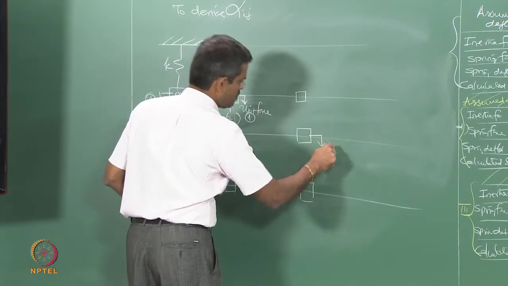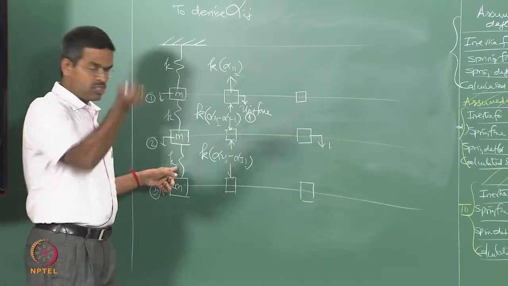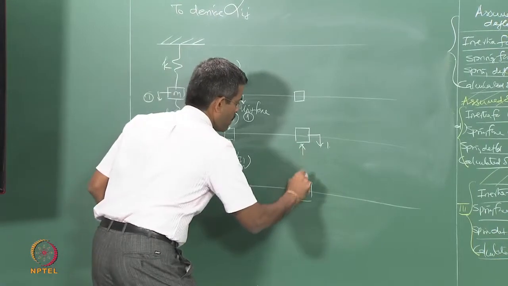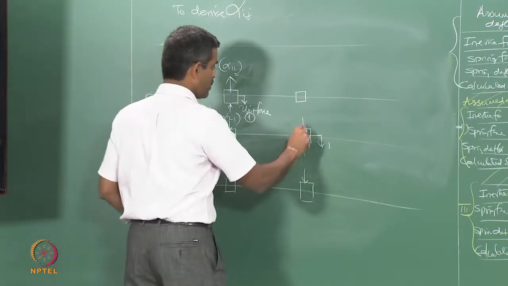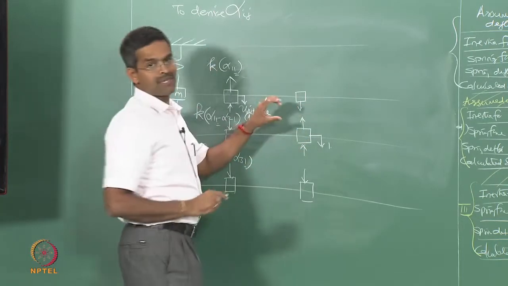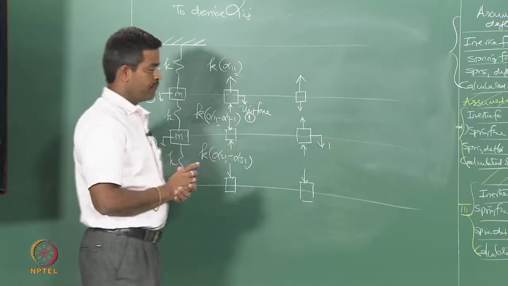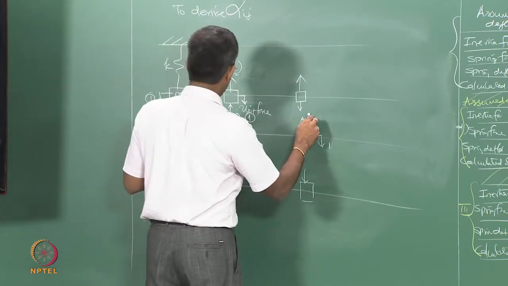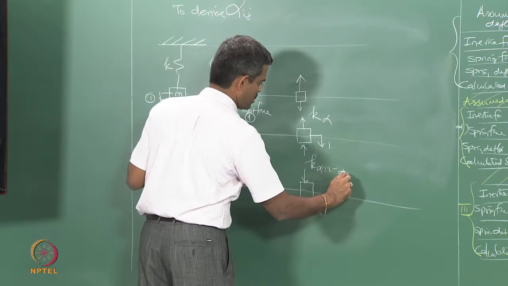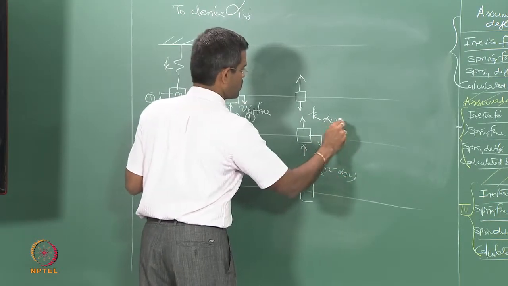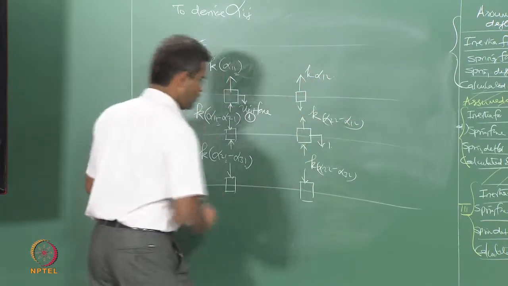Similarly, let us do the same procedure here. Unit force here. So, when this mass is moved down, this spring will try to push it up. It is always marked as a pair. When this mass moves down, this spring will try to push it up, always marked as a pair. When this mass moves down, this spring will try to push it up. So, this is going to be k of (alpha 22 minus alpha 32), k of (alpha 22 minus alpha 12), and k of alpha 12.